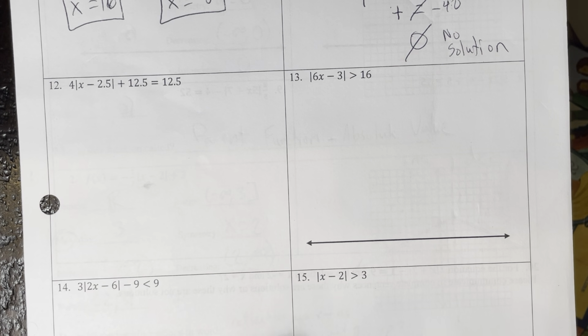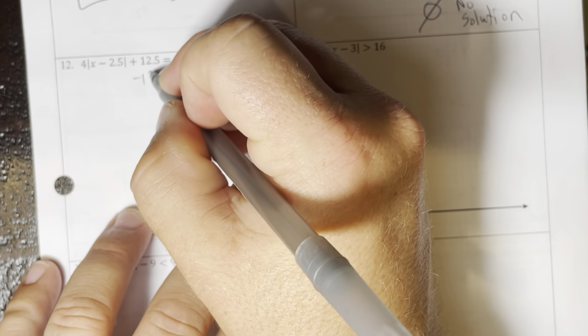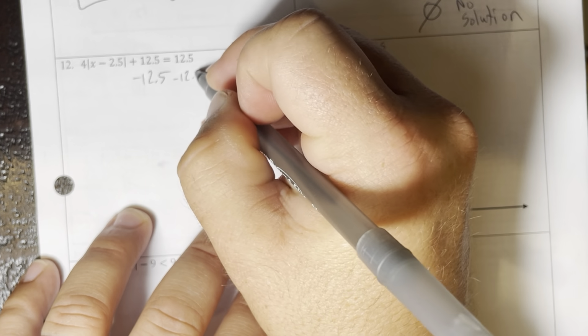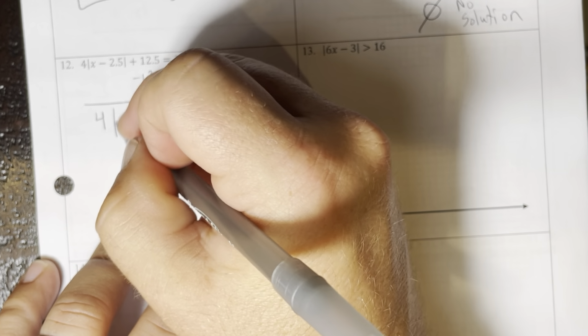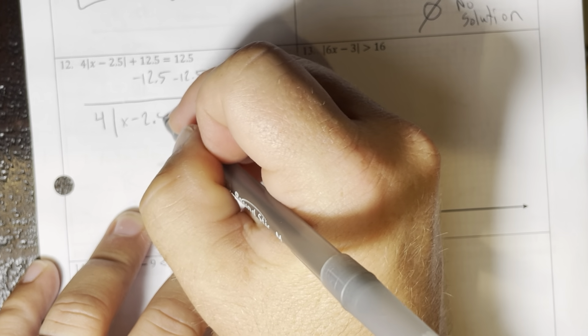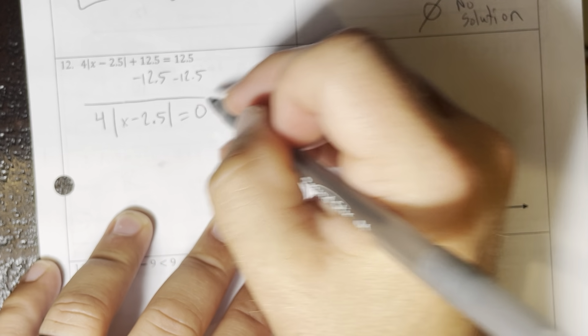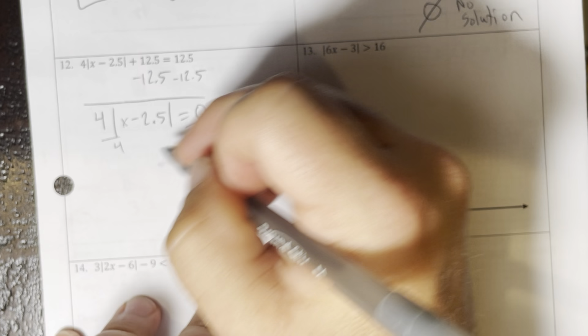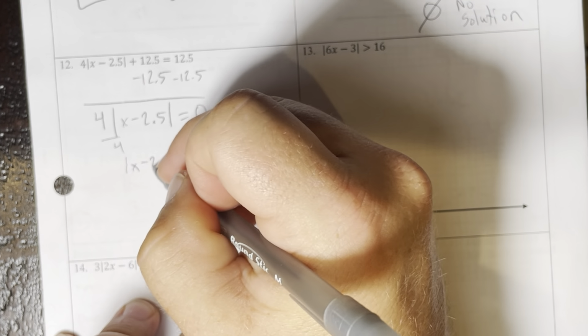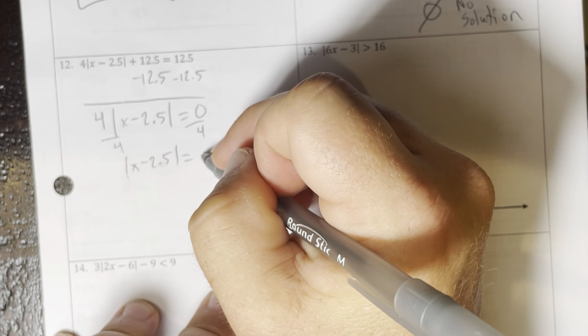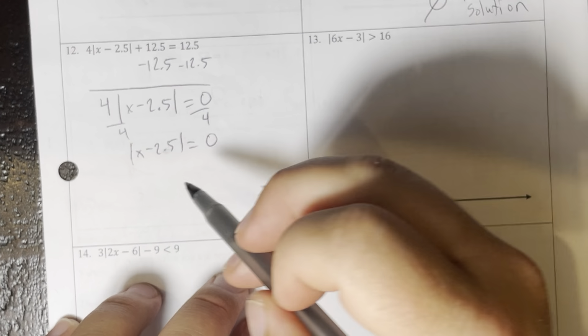Number 12, again, we'll isolate the absolute value. So we'll subtract 12.5 on both sides. So we get 4, absolute value of x minus 2.5 is equal to 0. We'll divide by 4, which doesn't change anything. So we have absolute value of x minus 2.5 is equal to 0. And now we've isolated the absolute value.